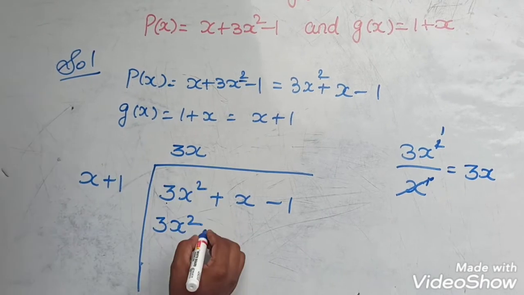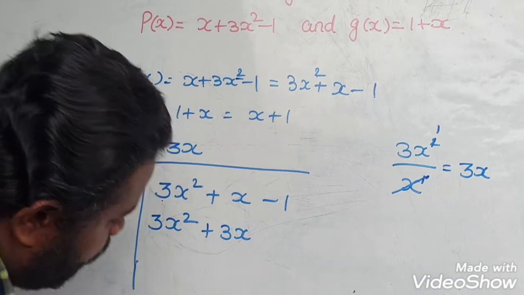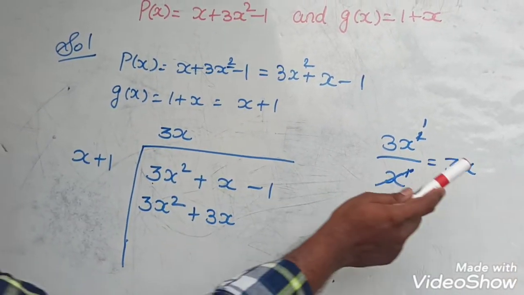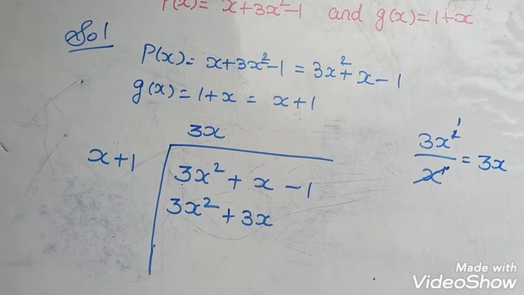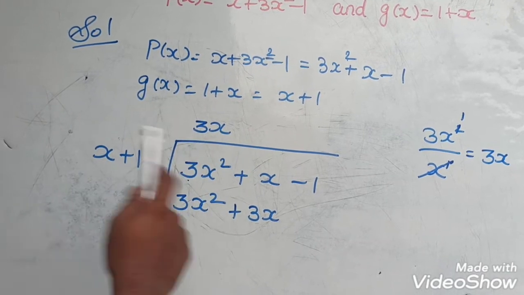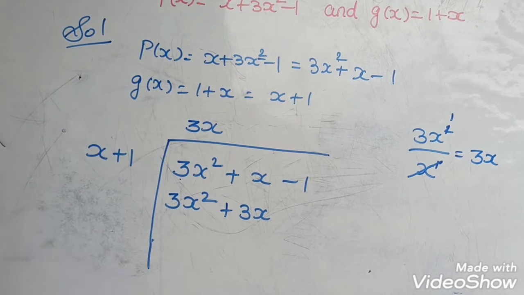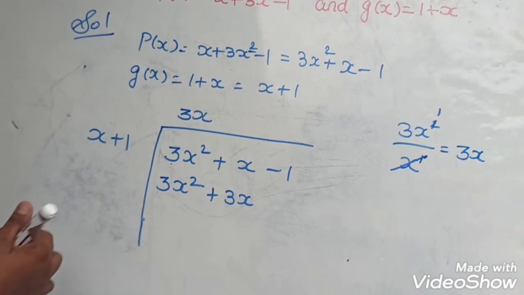3 into 1, and 3x into x gives 3x square; 1 into 3x gives 3x. The first step: we compare the first terms and divide, and we get one answer, 3x. That 3x can be multiplied with g of x. So 3x into x in multiplication: we add the exponents, 1 plus 1, 2. So 3x square. 1 into anything gets the same, so 1 into 3x, we get 3x.